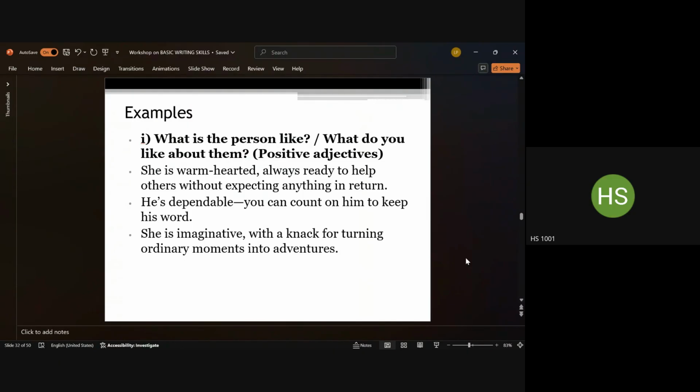She is warm-hearted, always ready to help others without expecting anything in return. So warm-hearted is your catch here. Okay. He's dependable. Dependable is your second catch, right? She's imaginative. So all of these words are something that we use to talk about your likes and dislikes of a person. Okay. Particularly likes in this case. So all of them would be classified as positive adjectives. So there's a few examples. Of course, the list is non-exhaustive. It's just that you need to learn the use of these adjectives, right?